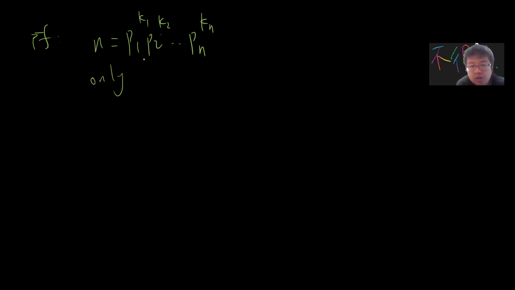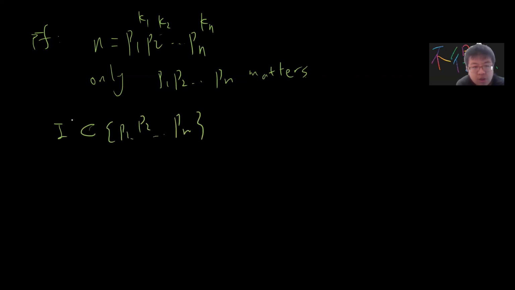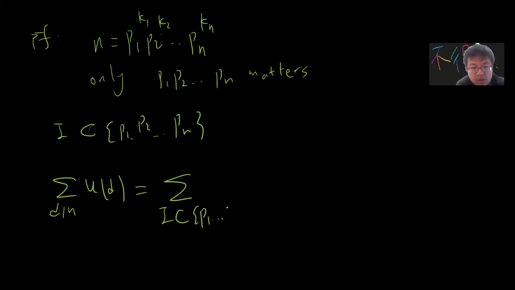Okay, so proof. The idea is that let's write n equals p1 to the k1, p2 to the k2, up to pn to the kn. I know that only the distinct primes matter, so only p1, p2, up to pn matter. So I only need to choose a subset I of p1, p2, up to pn, and I can choose k of them. So the sum of mu of d over d dividing n is basically a sum over the subsets I.